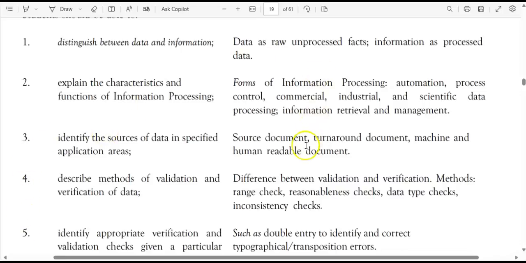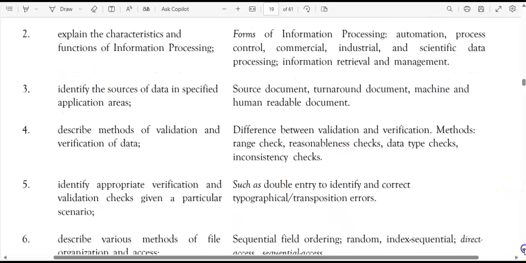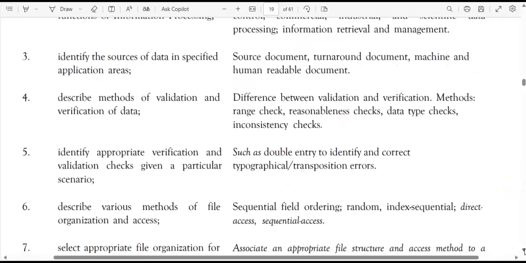I think we did. So if you're asked about the source of data in specific application areas, you are going to explain these right here. All right, describe methods of validation and verification of data.